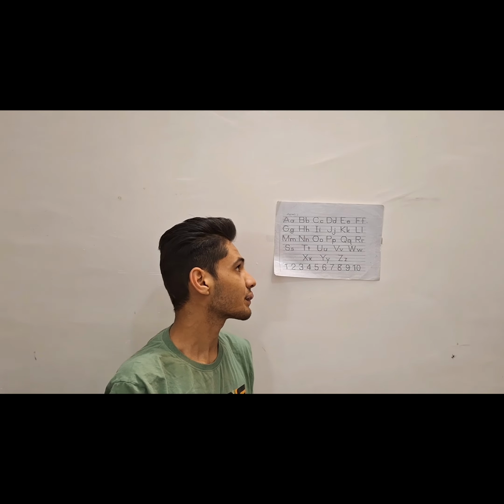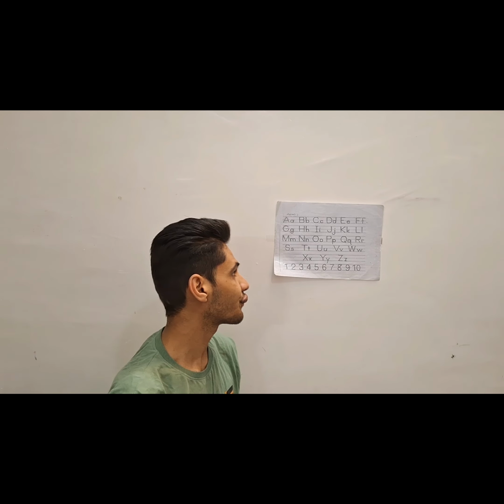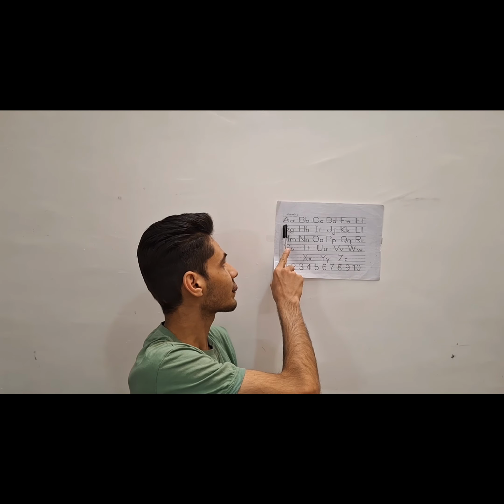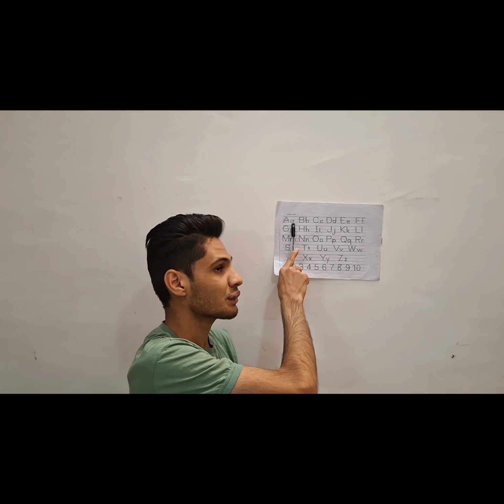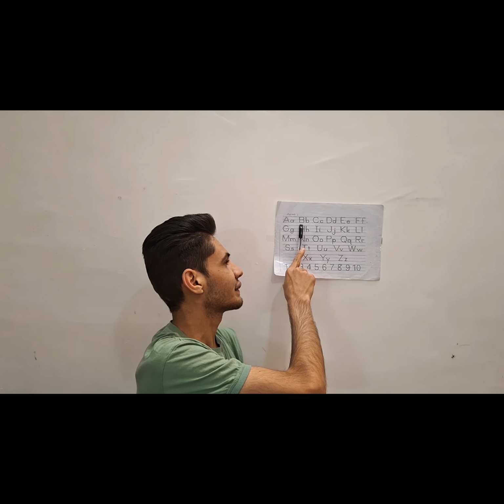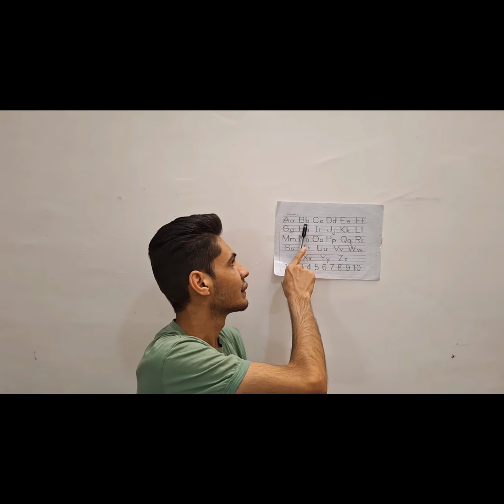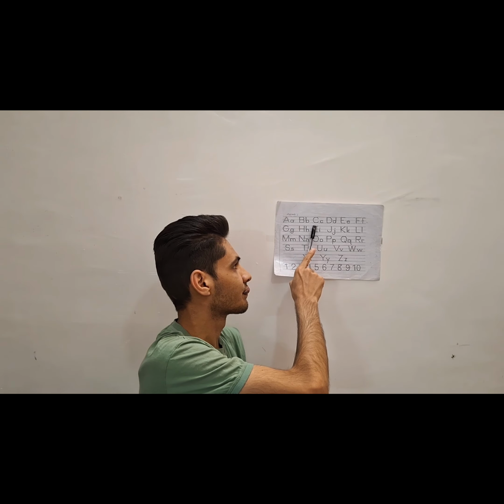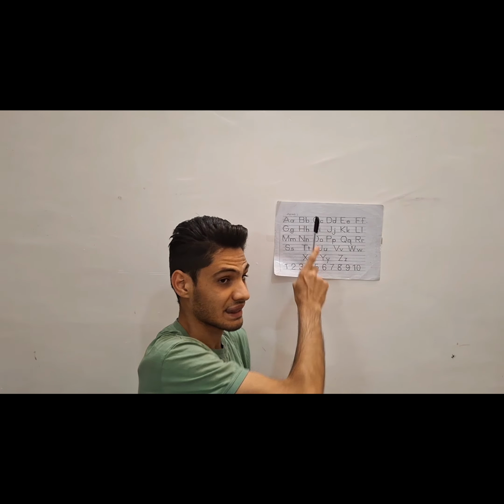We have 26 letters in English and we have capital letters and lowercase letters. For example, this is capital A, this is lowercase a. This is capital B, this is lowercase b. This is capital C, this is lowercase c.